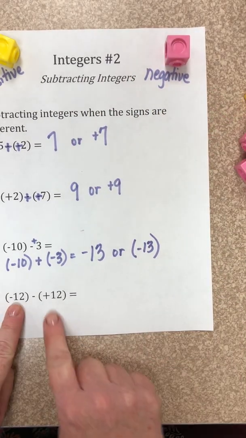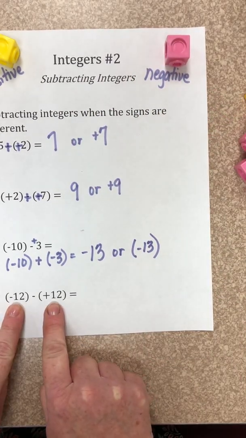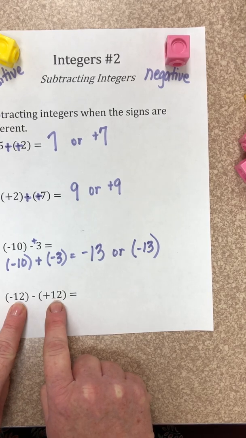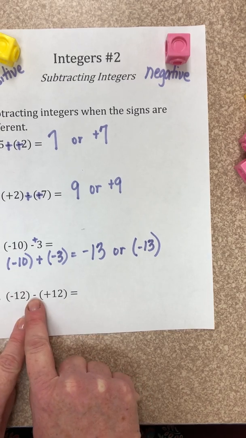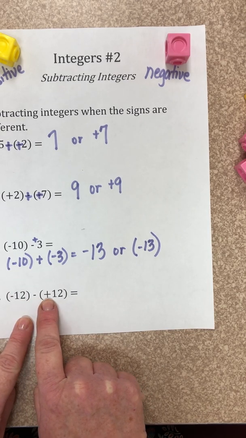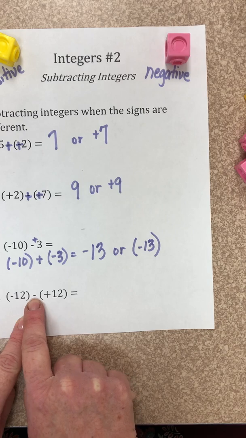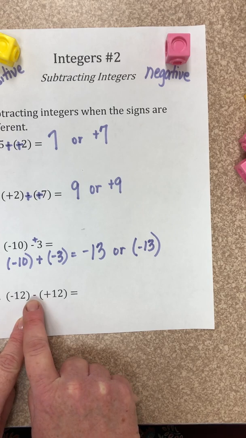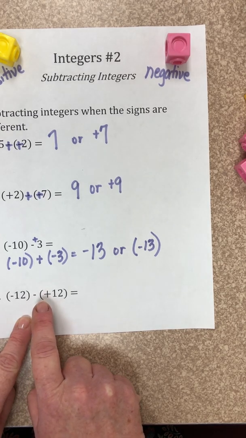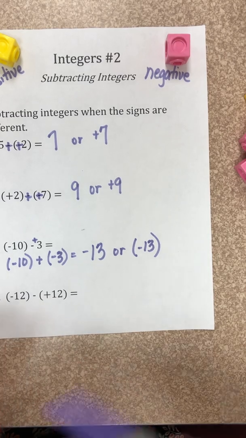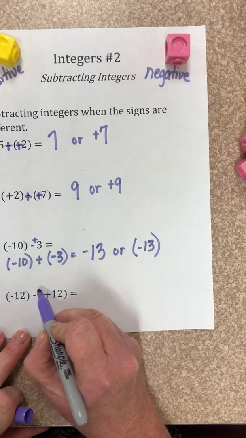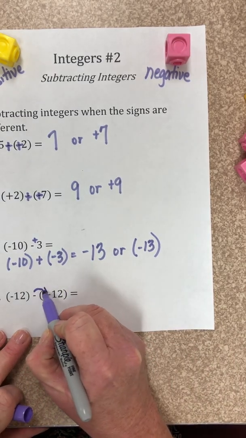Here's negative 12 and a positive 12. Negative 12 and positive 12. Signs are different. But wait a minute, here's a negative, here's a positive. Isn't this the opposite of a positive? What's the opposite of a positive? Is that a negative? So that means we can switch these two signs.